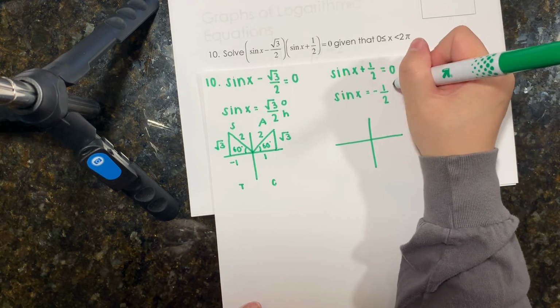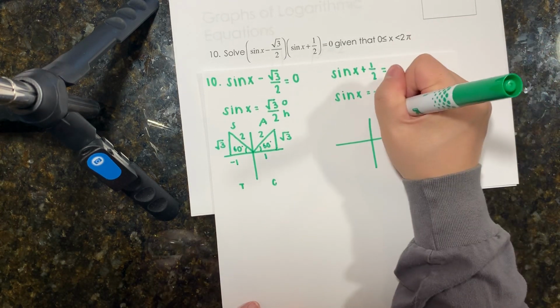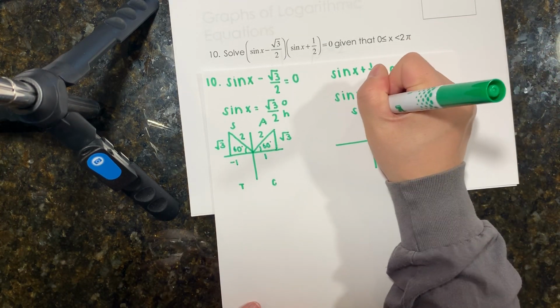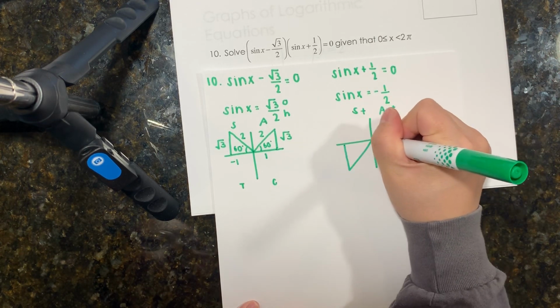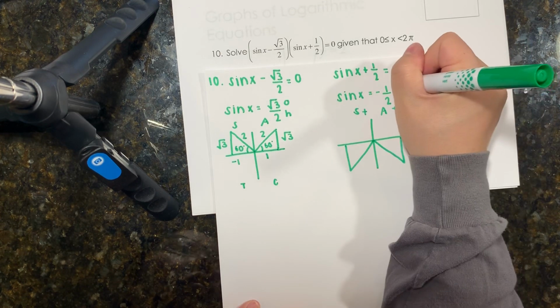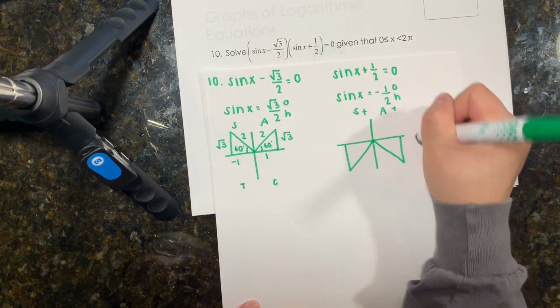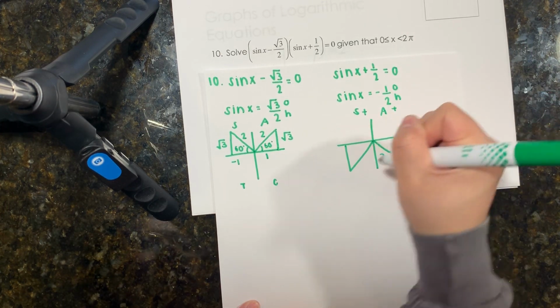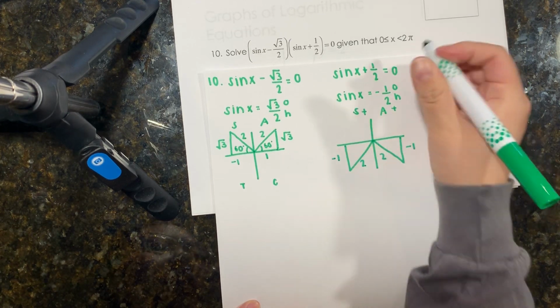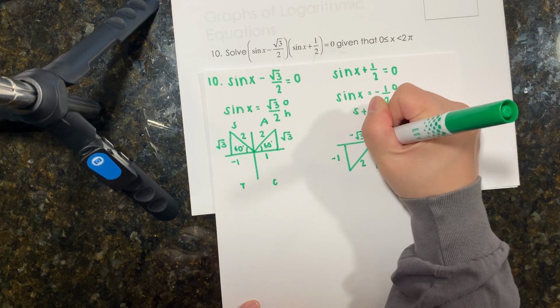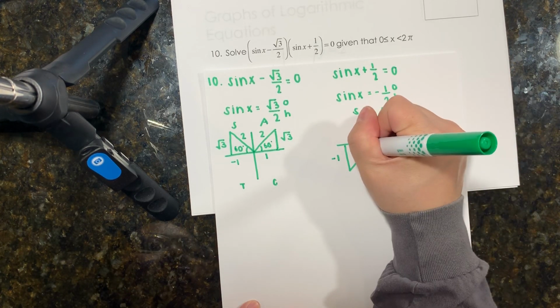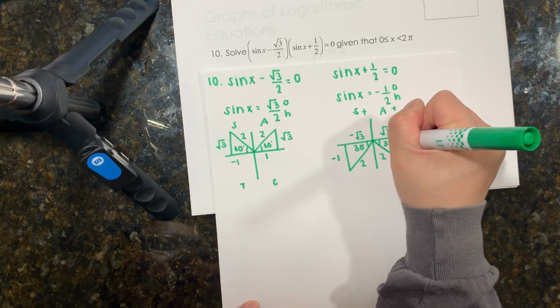Now for the second one, I'm looking for where sine is negative. So I said if it's positive in quadrants 1 and 2, that means it's negative in quadrants 3 and 4. So it'd be opposite over hypotenuse, so negative 1 over 2, negative 1 over 2. My adjacent would be root 3 and negative root 3, meaning that these are going to be 30-degree angles.